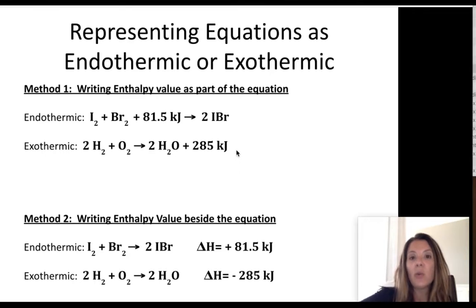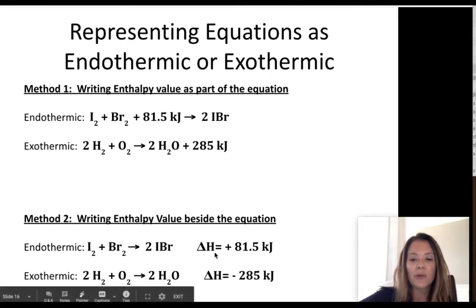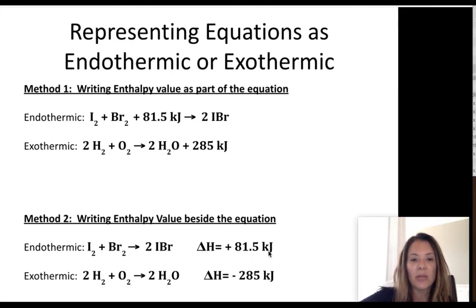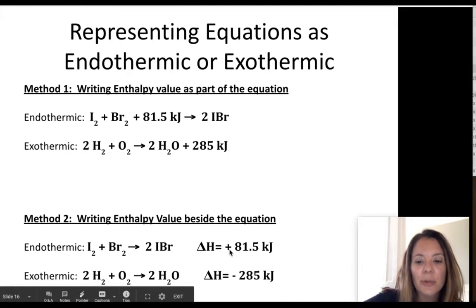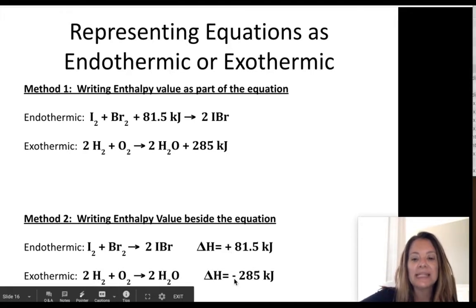Another way to denote whether something is endothermic or exothermic is you would see that there's an enthalpy value that is written to the right-hand side of the equation. So this is the same as above. The only difference is it's written to the right. And you notice that this positive value indicates that it is an endothermic reaction. And if it is a negative value, like we see here, the negative indicates that it's exothermic.